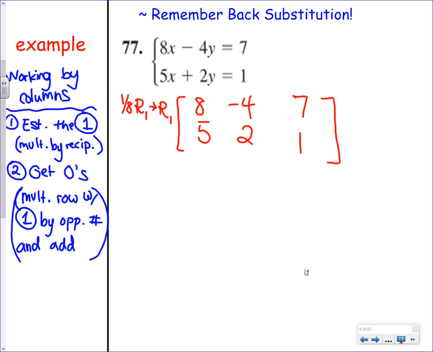So kiddos, if I was to do that to the whole first row, what do you get for the first one? 1. How about for the second one? -4/8, or -1/2. How about for the third one? 7/8. Now, when we're working by columns, the first thing we get is the 1. We don't even worry about the other equation, so I'm just going to rewrite it: 5, 2, and 1.